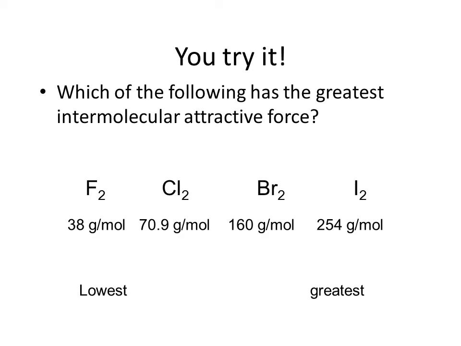To do this problem, the first thing that we do is we recognize that none of these molecules have permanent dipoles. They're all nonpolar molecules. And none of these molecules have the potential for hydrogen bonding. Next, we need to identify which one of these has the greatest molar mass. If you look on the periodic table, you will see that fluorine has the smallest molar mass, and iodine has the largest molar mass. That means that iodine will have the greatest intermolecular attractive force, the greatest dispersion force.